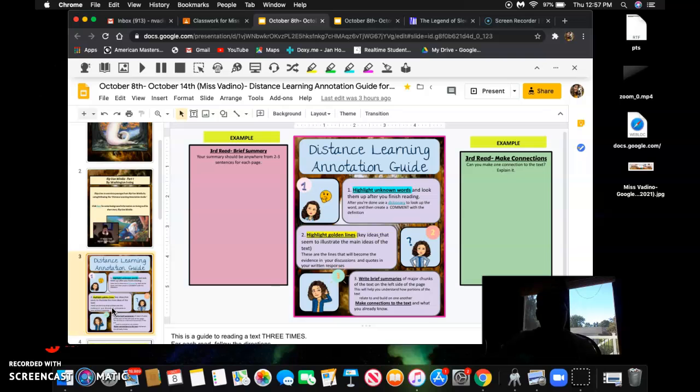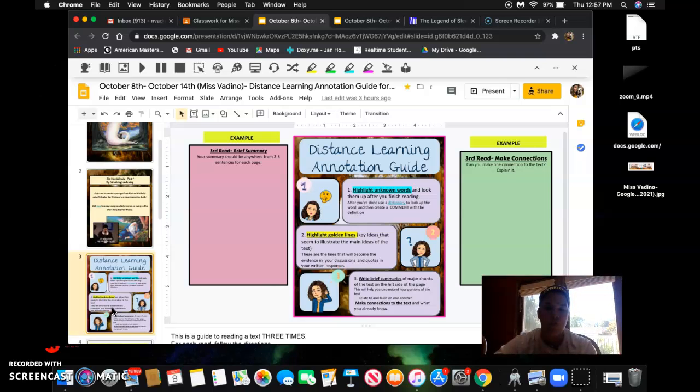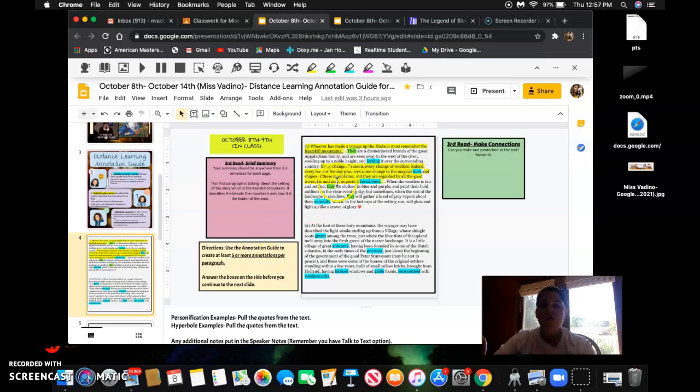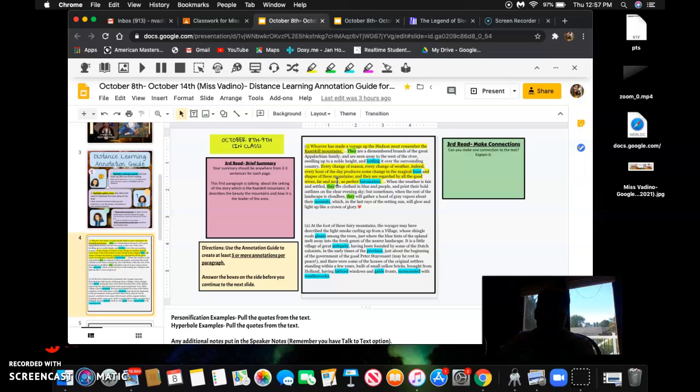So step number 1 is, we'll go back to what we did in class, and you're going to highlight the words that you don't know, automatically, and still look them up in the dictionary. For example, when we did this paragraph together in class, it was a really hard paragraph to understand, and it did have a lot of detail and information that was older, like Mr. Mazzio and I were talking about.